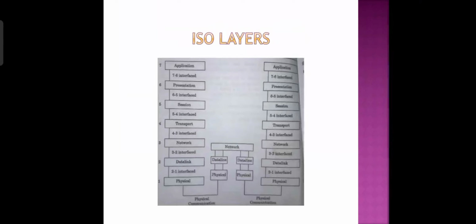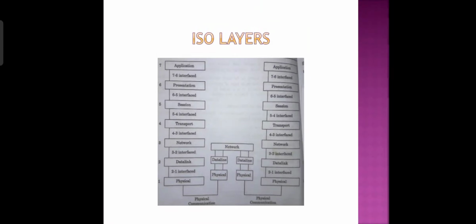The next important topic is the Open System Interconnection model of ISO, the International Standards Organization. It was established in the year 1947. The OSI model is based on a proposal developed by the International Standards Organization as a first step towards international standardization of protocols used in various layers.